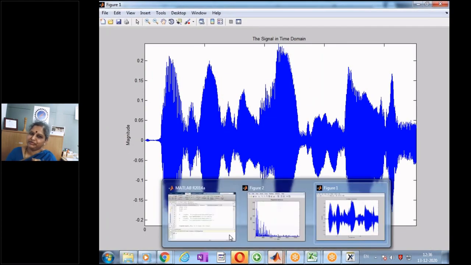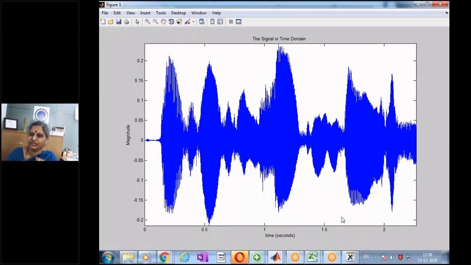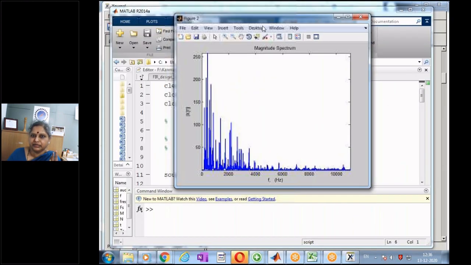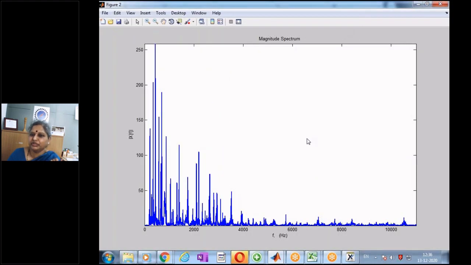So this is my time domain signal. The signal was captured for 2.5 seconds. This is the time domain signal. Its magnitude goes up and down, and this is the violin. And how about the spectrum? Now you see the spectrum.